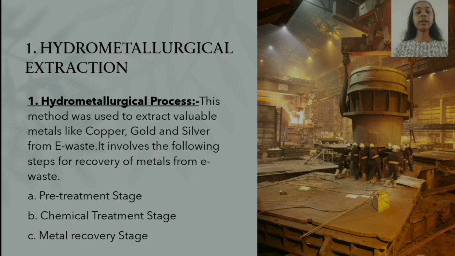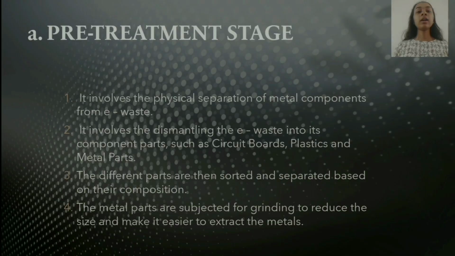The first stage is pre-treatment stage, the second stage is chemical treatment stage, and the last stage is metal recovery stage. The first stage in hydrometallurgical extraction is pre-treatment stage. It involves the physical separation of metal components from e-waste. It involves dismantling the e-waste into its component parts such as circuit board, plastic and metal parts. The different parts are then sorted and separated based on their composition. The metal parts are subjected to grinding to reduce the size and make it easier to extract the metals.